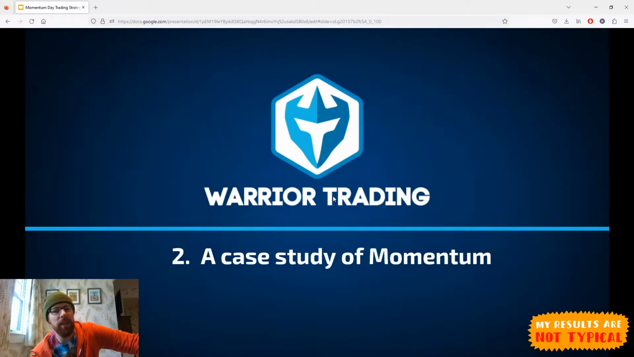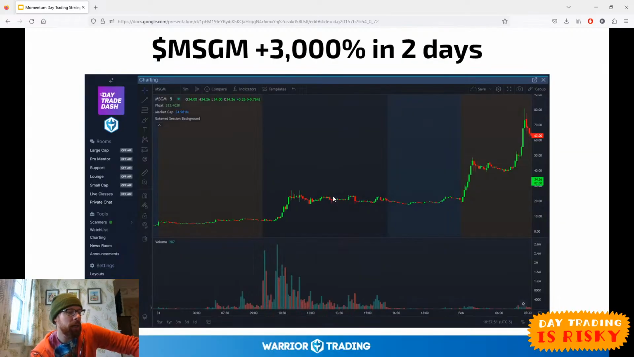So now let's look at a case study of momentum. We've kind of looked at Lucid in the background there, but let's look at this example just from earlier this week. This was a stock, the ticker was MSGM, and it went up 3,000% in 2 days. All right, this is crazy. This is a pretty monumental move. It goes from about $2 to a high of over $80 a share.